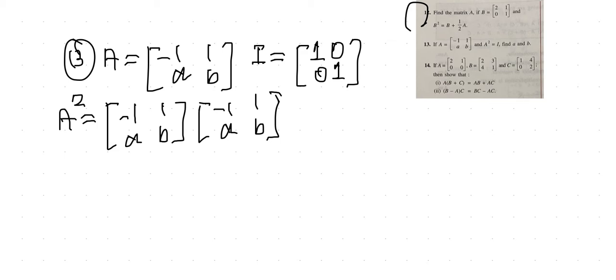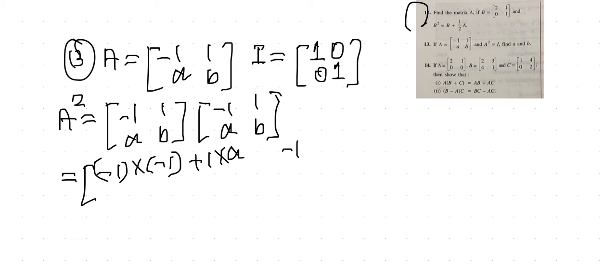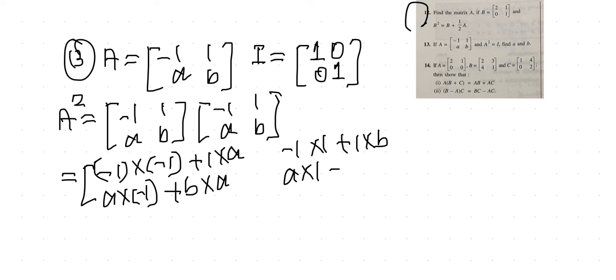Okay, so now what you are going to do, children, you will be going for the multiplication. So clearly you know how to multiply. So this is going to be equal to what? See, you will be writing like this: minus 1 into minus 1, okay, and then plus 1 into A, and then I'll have minus 1 into 1 plus 1 into B. Here I'll be having A into minus 1, okay, plus B into A, and then I'll be having A into 1 plus B into B.